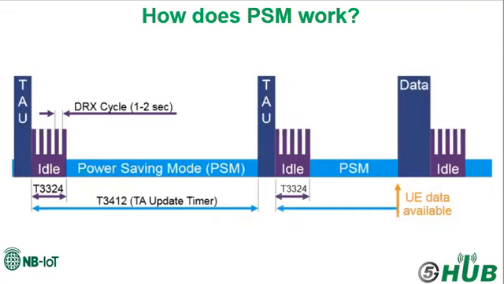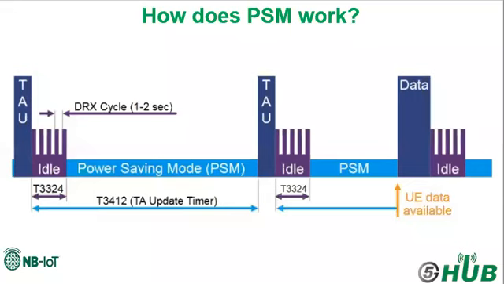Here we have two timers. The first timer is the T3324 active timer, and the second timer is T3412. What is the difference between the two timers? The first timer, T3324 active timer, determines the time during which the device remains available to the network after an attach, tracking area update, or data transfer procedure. And the second timer, T3412 extended periodic tracking area update timer, determines the period of the tracking area update procedures.